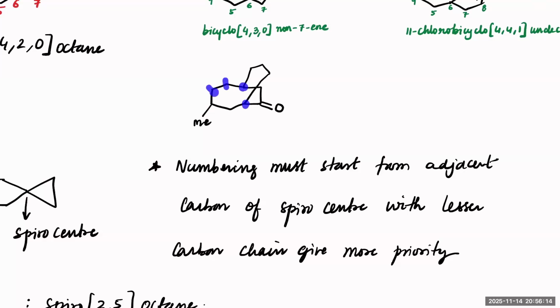See, 1, 2, 3, 4. 4 on the left, correct? How many on the right? 1, 2, 2 on the right. How many on the center? So 1, 2, 3, 3 on the center. Got it?